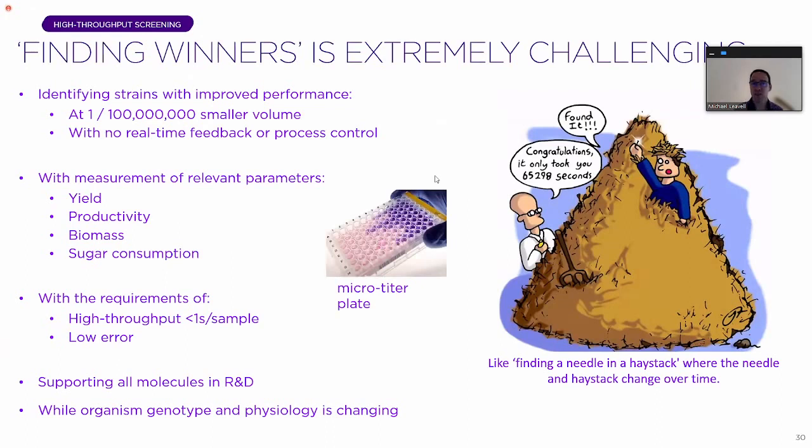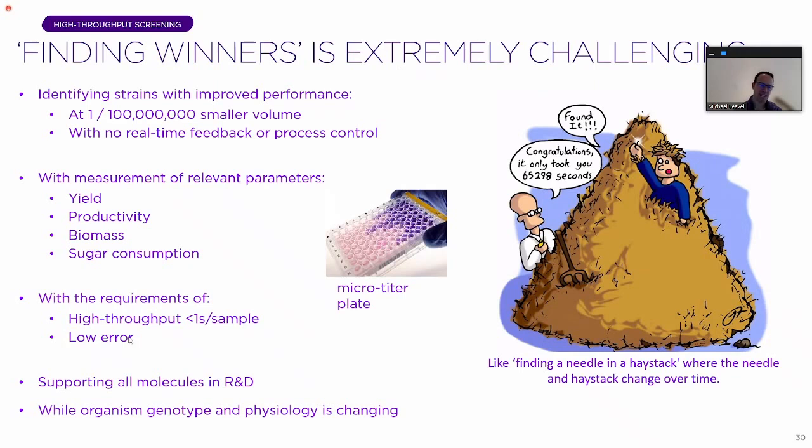So finding winners in high throughput screening is extremely challenging. I like to compare it to finding a needle in a haystack, where the needle and the haystack are changing over time. So we often test our strains in 96 well plates. And what we're trying to do is mimic the conditions in a 96 well plate to what we would find in a commercial scale or a bench scale bioreactor. And of course, the genotype is changing over time. And so that means the phenotype of the strains are changing over time. So we're always operating one step behind in our culture models because of that.